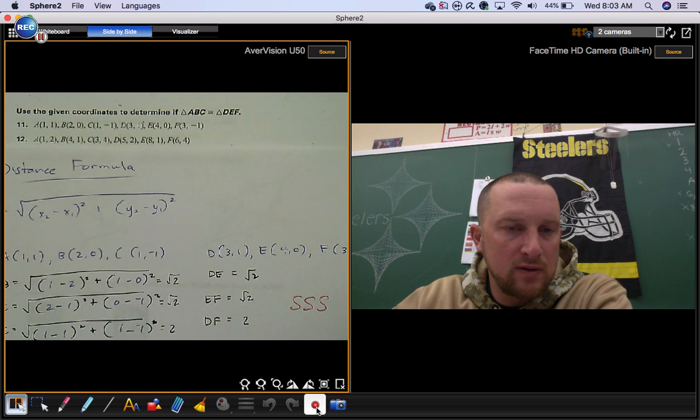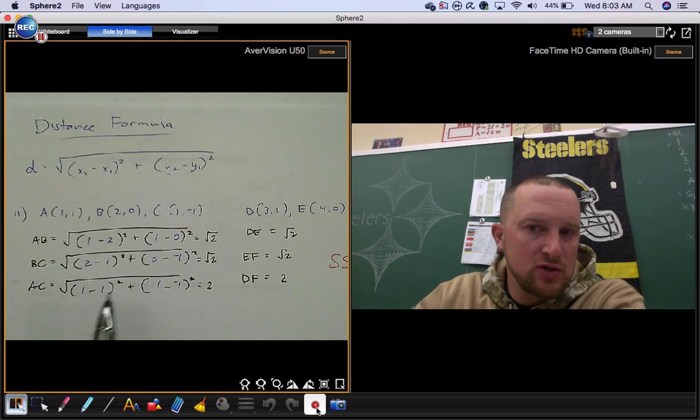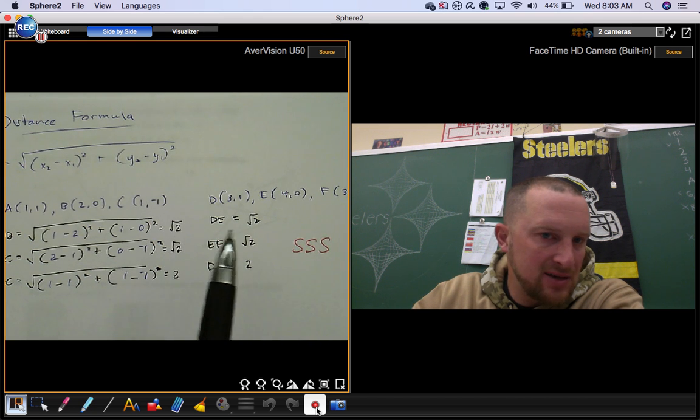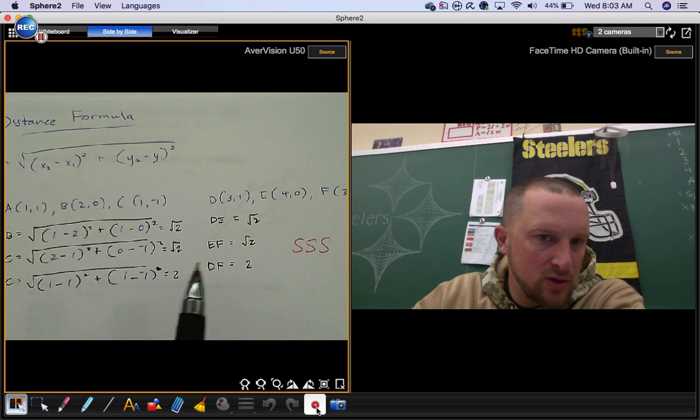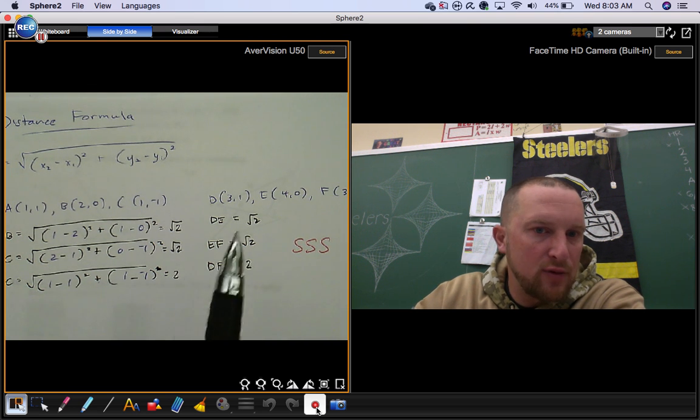Number 12, I didn't work out. But this is how you do it. Use your distance formula. Now, just so you know, this segment doesn't have to go with this one. This segment could match up with this one, or this one could match up with this one. 3 pairs of congruent sides just means you have 3 matches somewhere. It doesn't have to be straight across.